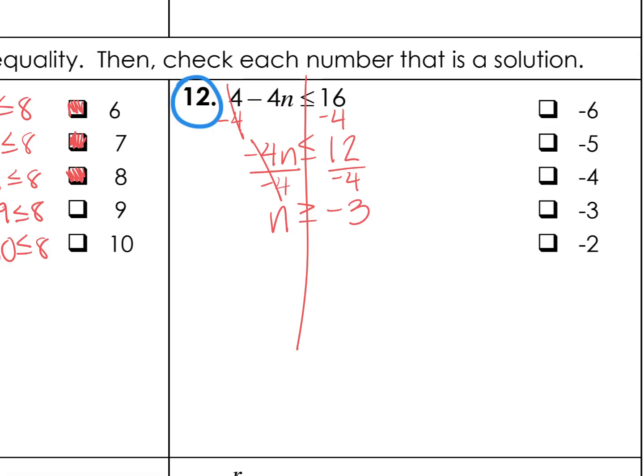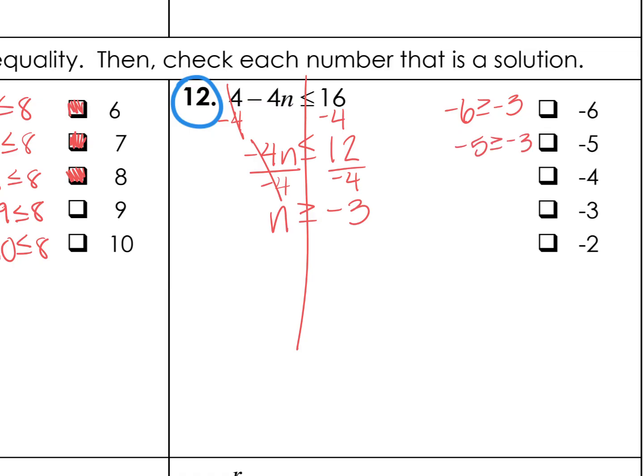Now I get to check. -6 is greater than or equal to -3. Don't ignore the sign. Okay, -6 is further negative, so it's smaller. Use the number line at the front of the room if you have to. -6 is smaller than -3, so that one is not true.